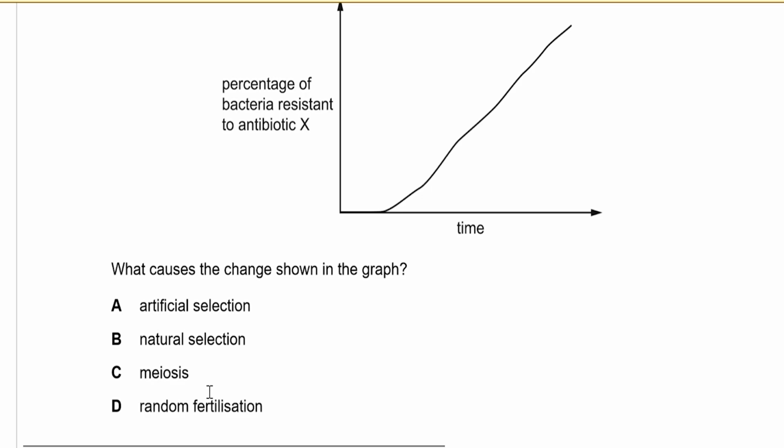Meiosis is a factor which can result in natural selection or mutation. Random fertilization is a factor that can result in mutation as well. So natural selection is the one favoring the increase of bacteria that are resistant to this antibiotic with time. So it will be B.